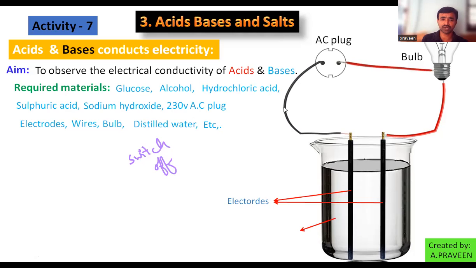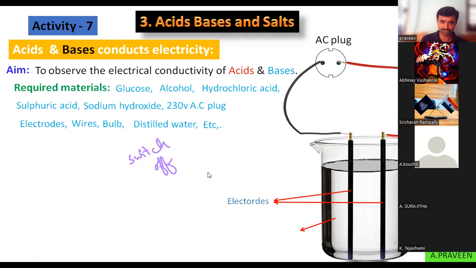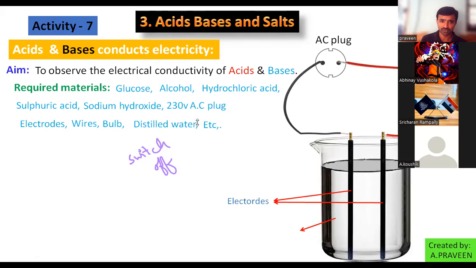Does the distilled water conduct electricity? What do you answer me? Say yes or no. No, sir. So in this case, distilled water does not produce any ions. That is the reason the bulb does not glow. This was the reason.